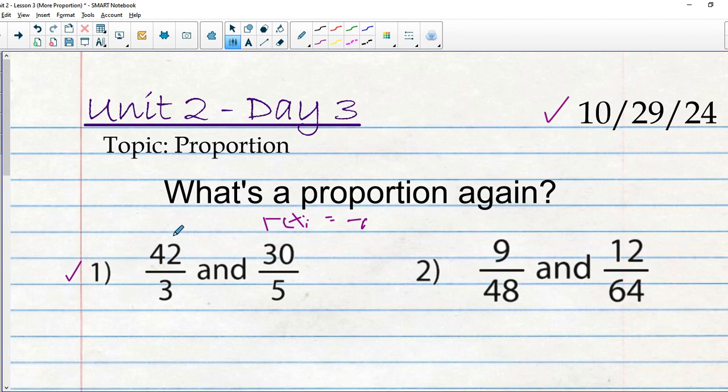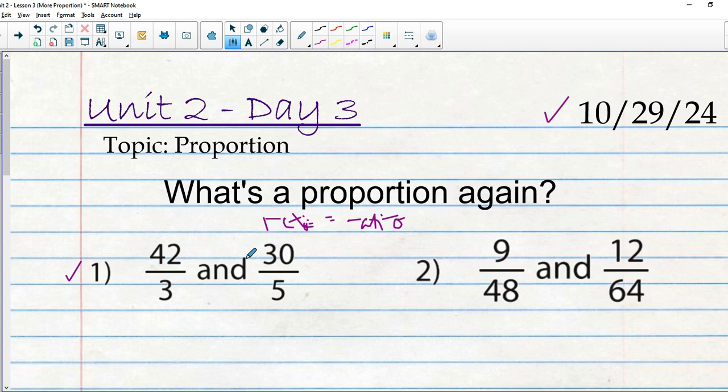So, okay, all right, in the first one we have 42/3 and 30/5. So the question is, are these two equivalent ratios? Well, based on what we learned last week, you can cross multiply them. So let me get my calculator. I don't think any of them work. So I'll use my cell phone.